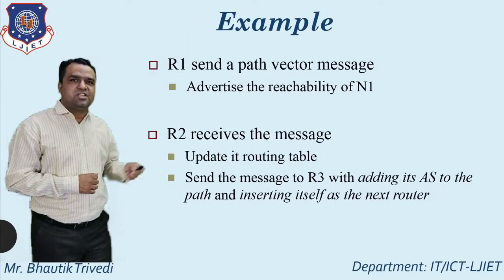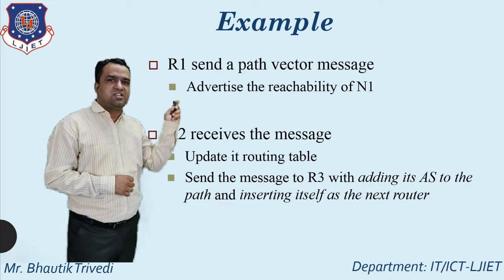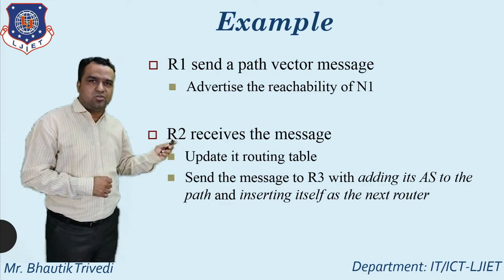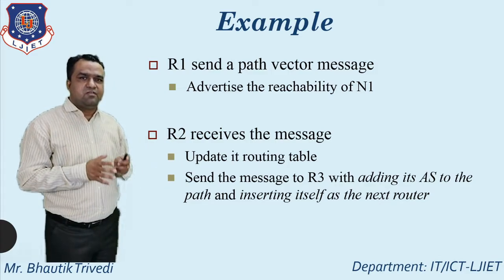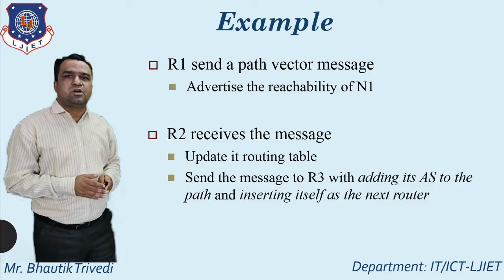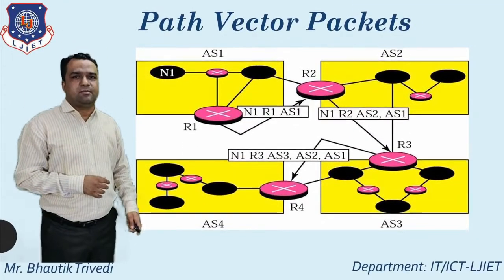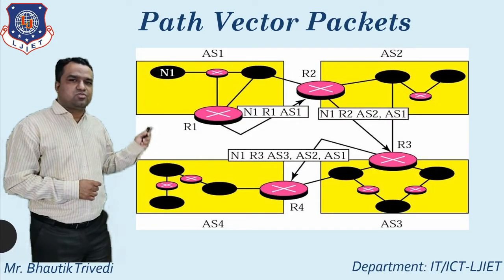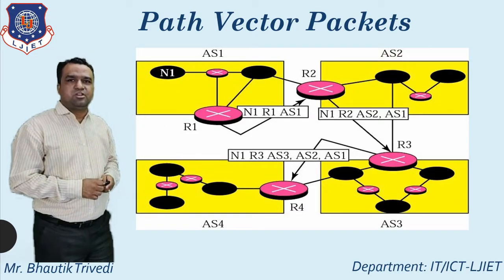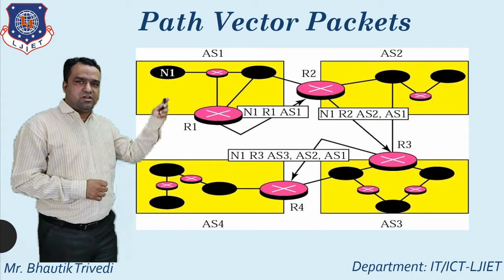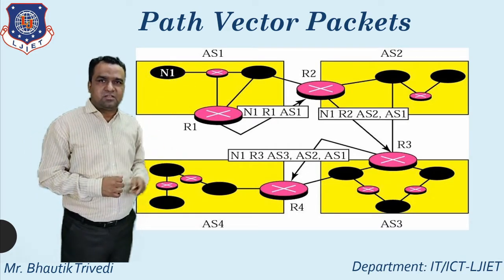As an example, R1 sends a path vector message advertising the reachability of N1. R2 receives the message, updates the routing table, and sends the message to R3, adding its autonomous system number to the path and inserting itself as the next router. Here you see the example with AS1, AS2, AS3, AS4. Starting from AS1, the reachability of network N1: first N1, next router R1, and then AS1 in the path.